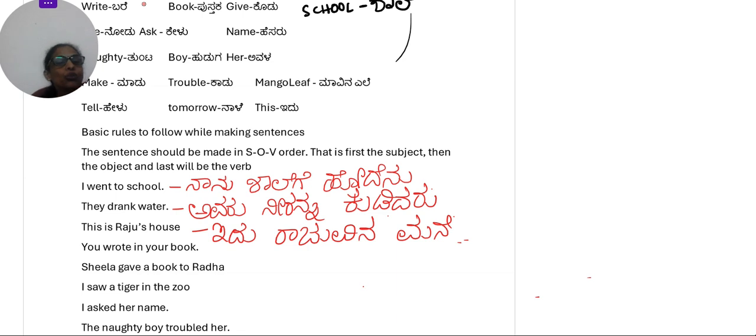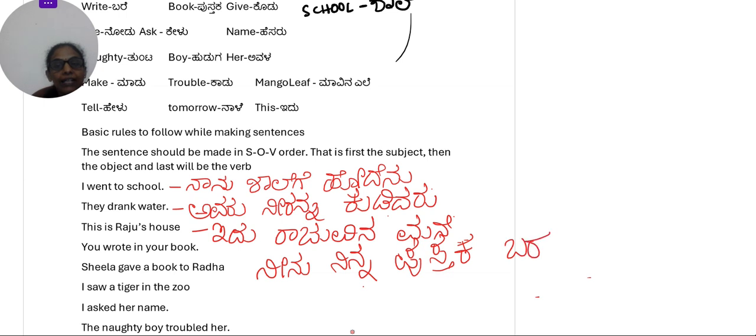Okay, next. You wrote in your book. Okay, now subject is you, Neenu. Then object is book. Your book. Okay, so ninna book is pustaka. And wrote. Okay, so the verb we have to write. The verb for write is bare. Okay, so now we have to add. Now this sentence has object. It has verb also.